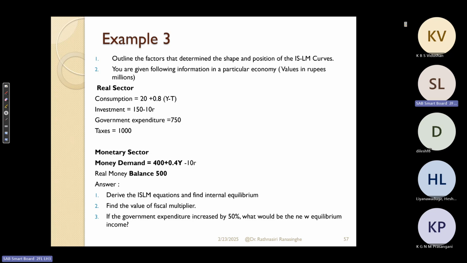We can try this one and take this one. But there are no answers for this. You need to be confident answering that, derive the multiplier and change this as well. Okay. Any questions?